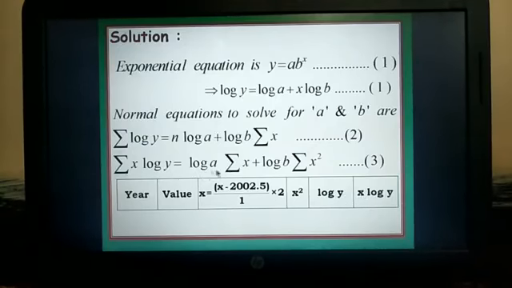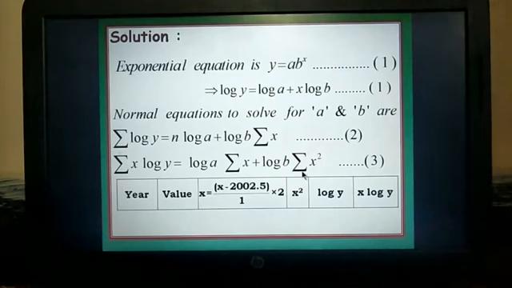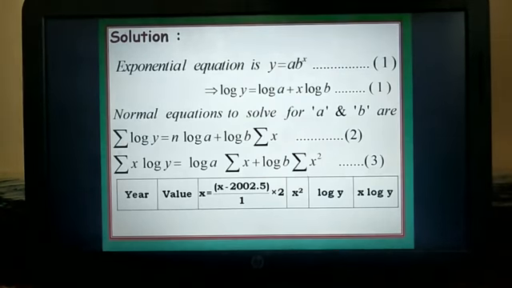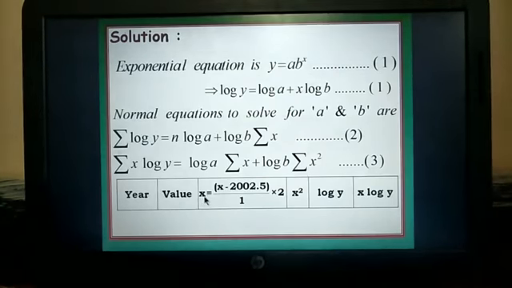And here log a is a constant. Sum of x we already know. Log b is a constant, and sum of x square we need. So x values are there here, and x square values have to be calculated. So x square also has been written.